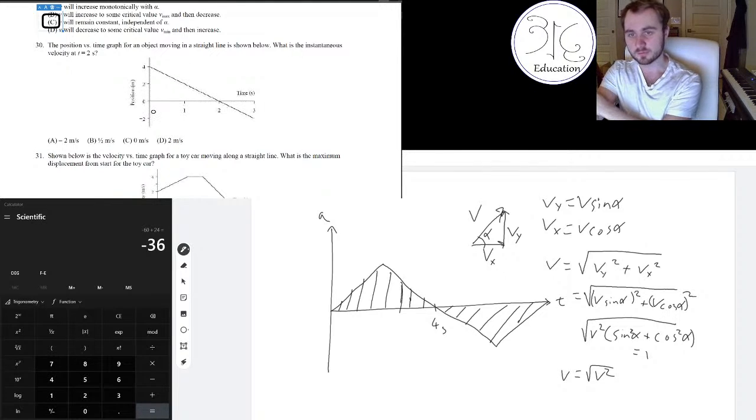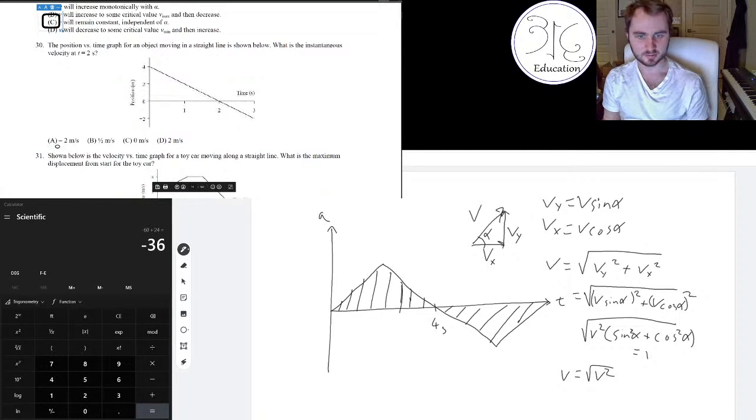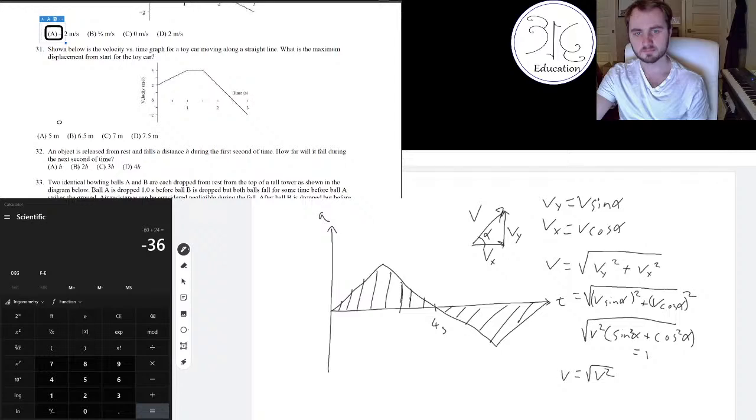Position versus time graph for an object moving in a straight line shown below. What is the instantaneous velocity at t equals 2? It's just going to be rate of change. We've got a flat slope. We go from 4 to 0 in 2 seconds, so it's going to be a rate of -2. And it's the same line, so it's still going to be -2. Good. Nice, quick, easy one.